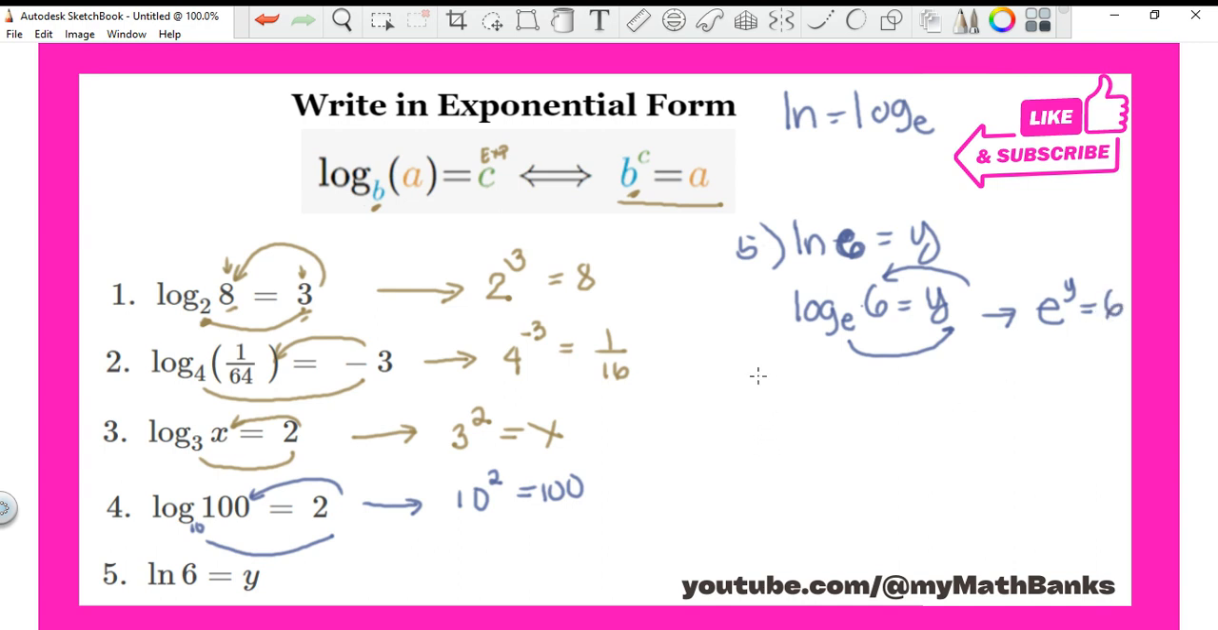Okay, let's try another number. ln 10 equals x. That means you can rewrite this as log e 10 equals x. So therefore you will have base, exponent, argument. Now you can write it as e to the power of x equals 10.